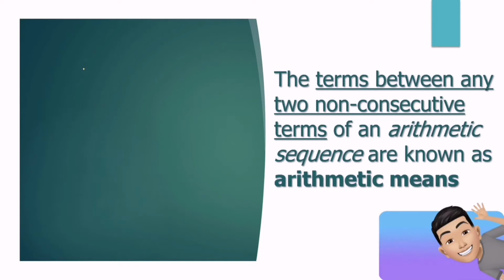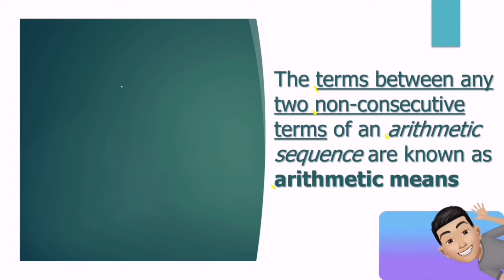Yung first objective natin, arithmetic mean. What does it mean? The terms between any two non-consecutive terms of an arithmetic sequence are known as arithmetic means. So kapag isa lang ang term between two non-consecutive terms, arithmetic mean lang yon. So isa lang eh. So arithmetic means pag madami kang dapat i-insert in between two non-consecutive terms.